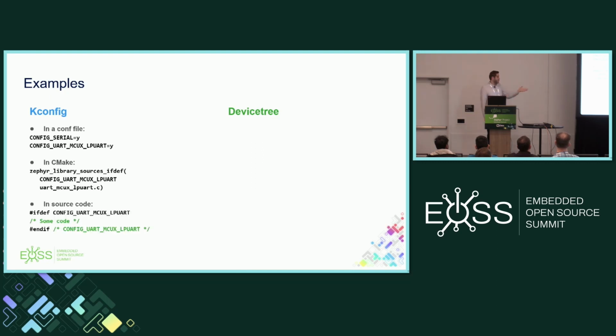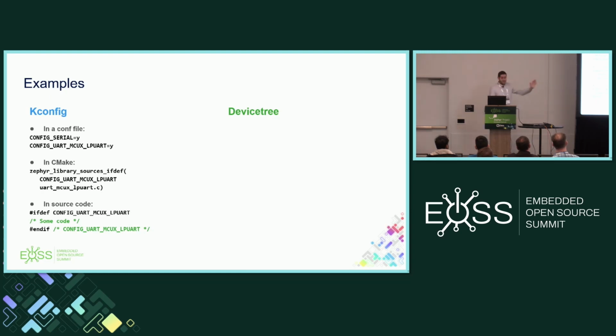And also in your source code, you can just do #ifdef on this config option, and you're going to compile your code or not. And not only for conditional compilation, you can use them to set some values. The type could be an integer or string or whatever, and you can directly use them like any other typical macro.